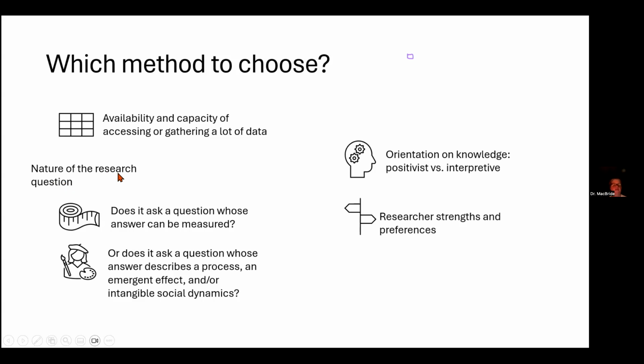And then you want to look at what your research question is. This is going to drive which method to choose more than anything. Does your research question ask something that has an answer that can be measured? If I want to know, is there an effect of rates of ticketing on recycling rate in New York City? That's a quantitative question. I can measure that. I can measure the recycling rate. I can look at correlations. I can look at multivariate models and things like that.